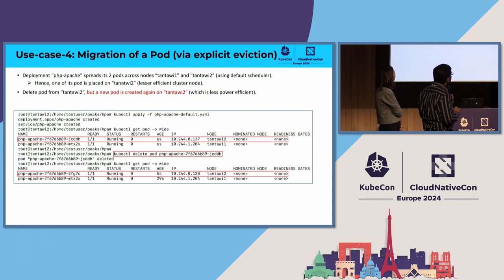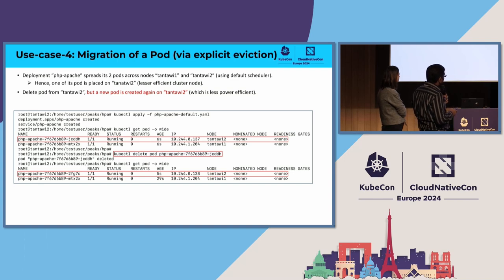So please note the fact that, okay, maybe I will go to another use case, migration of parts. So this is the fourth use case, where consider the scenario where at any random time instance, certain parts may be running on the cluster nodes, and assume that at a given point in time, we have an application running, and its two parts are running on two different nodes. But you know that node 1 is more energy efficient.